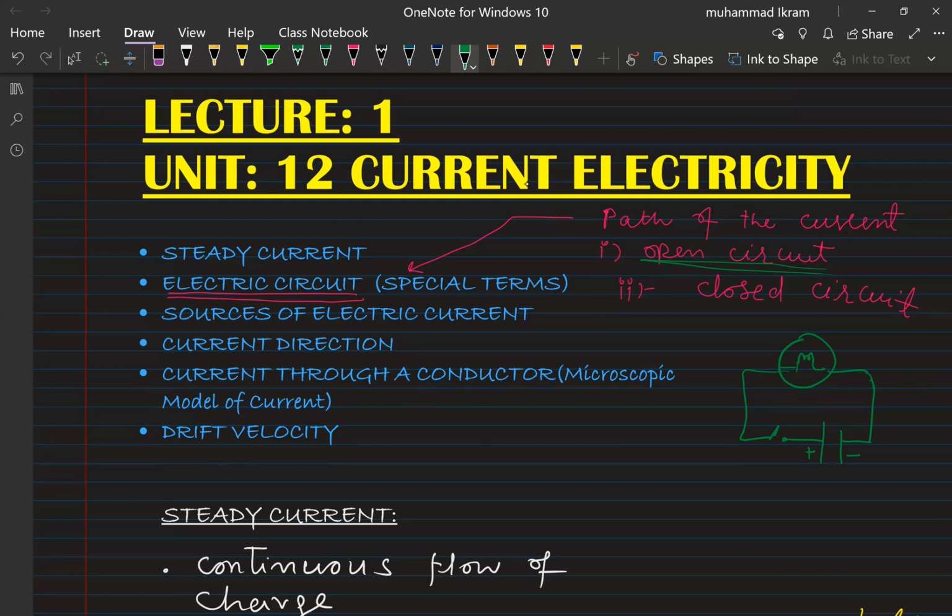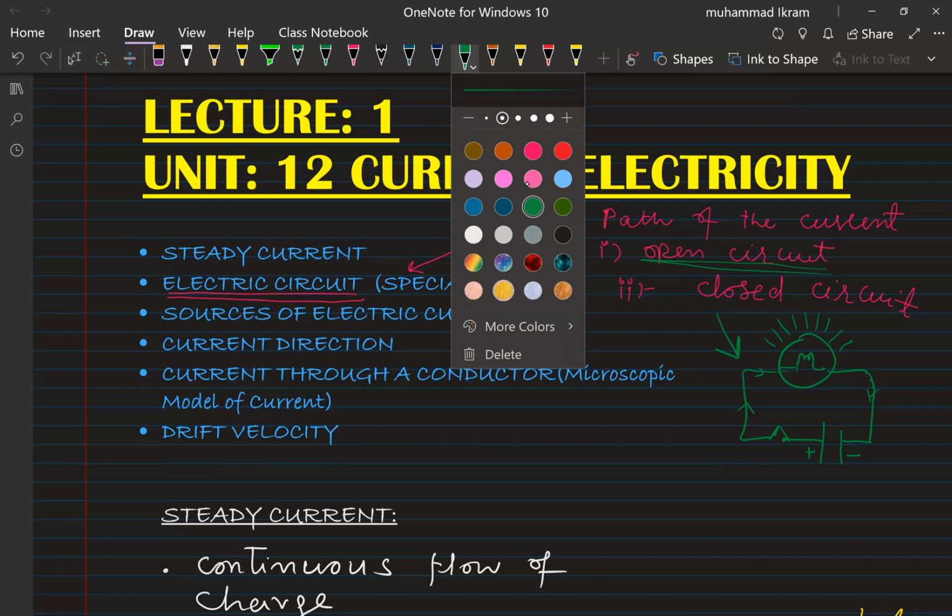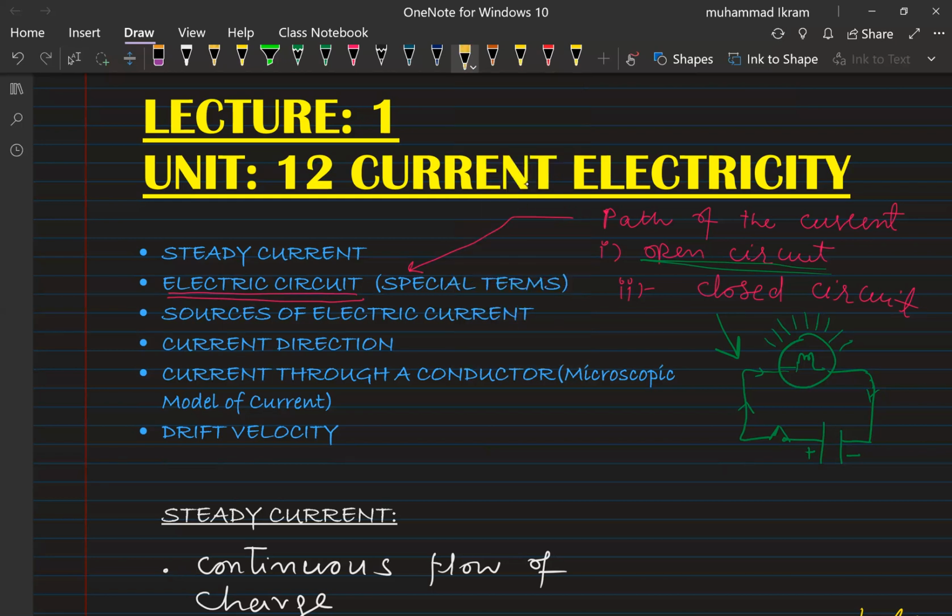Why? Because there is no current flowing in the circuit. Now when you close the switch, the path of the current is complete. The battery pumps charges or drives electrons around the circuit as you see, and as a result the bulb converts electrical energy into light energy. This circuit is now termed the closed circuit. So we have the closed circuit also.